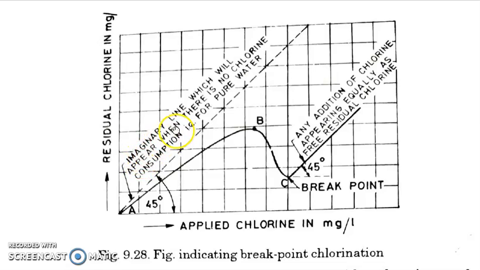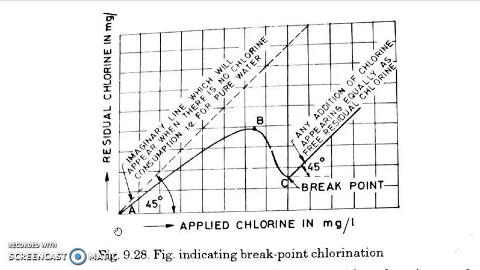Here what is written? Imaginary line which will appear when there is no chlorine consumption, that is, for pure water. Whenever you apply some amount of chlorine, I have explained this earlier when I was explaining residual chlorine. When you apply chlorine to the water, it does two things: one is to kill the microorganisms and another is to oxidize the organic matter. For this purpose, some amount of chlorine is utilized, and after completing this work, if there is any extra chlorine left, then we call it residual chlorine.